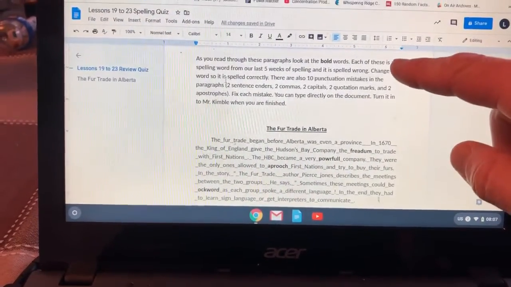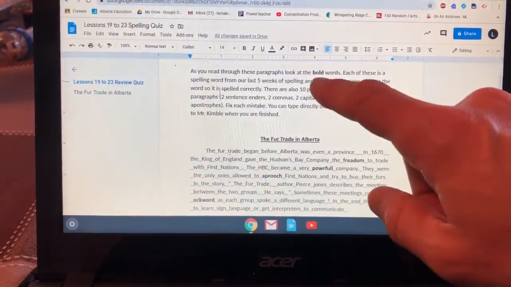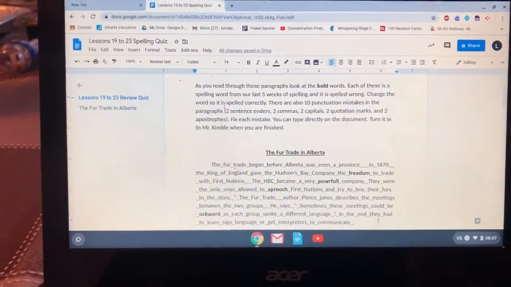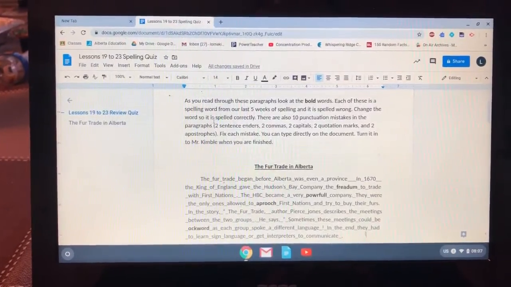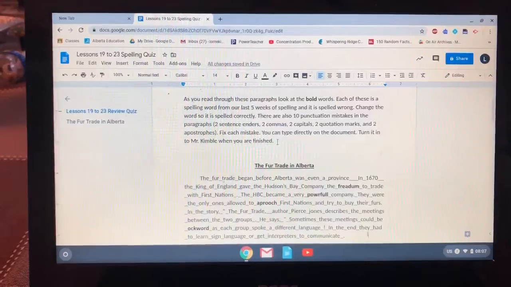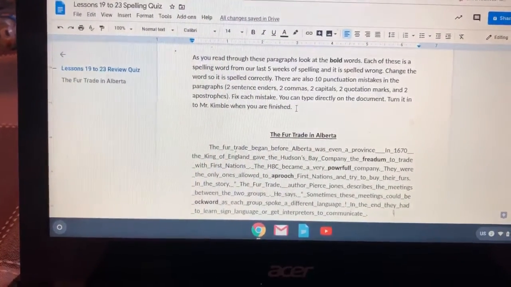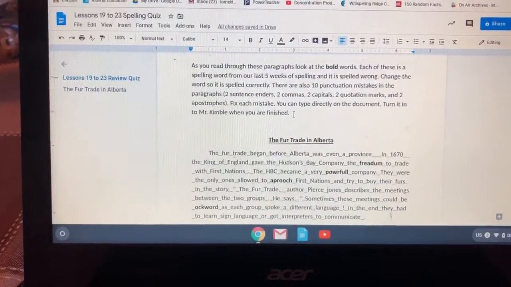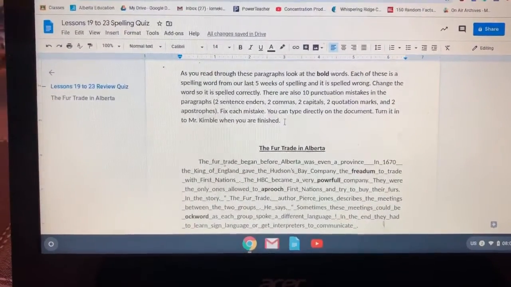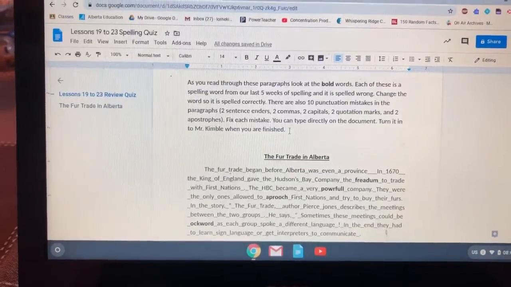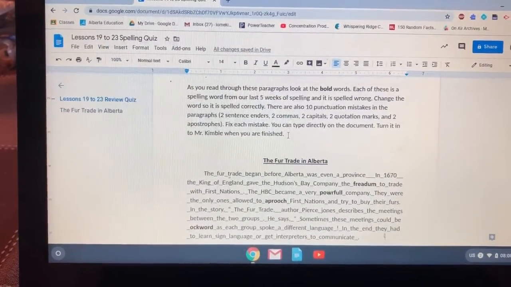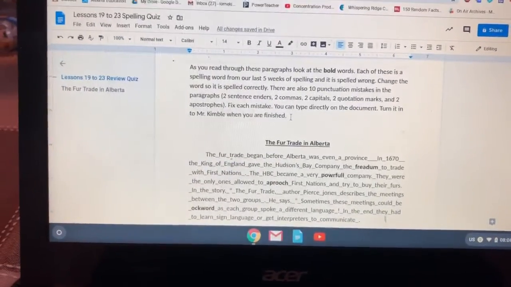It says, as you read through these paragraphs, look at the bold words. Bold means that they have the darker writing. Each of these is a spelling word from our last 5 weeks of spelling, and it's spelled wrong. Change the word so it's spelled correctly. There are also 10 punctuation mistakes in the paragraphs: 2 sentence enders, 2 commas, 2 capitals, 2 quotation marks, and 2 apostrophes. Fix each mistake. You can type directly on the document, turn it into Mr. Kimball when you're finished.